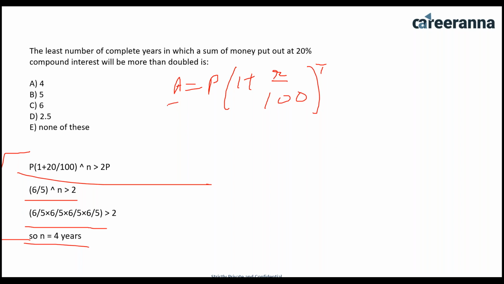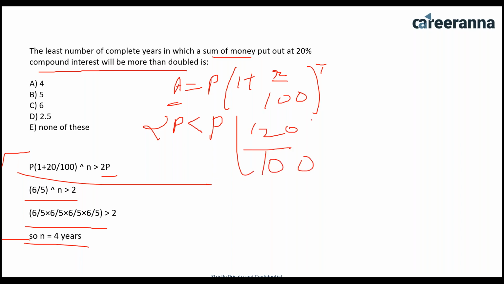So A should be 2P. As per the question, compound interest will be more than double. Sum of money has to be doubled. That means amount should be more than double. So I have to write it down like this: P multiplied by (120 divided by 100) to the power T or N times. Is it clear to all? This number has to be greater than 2P.